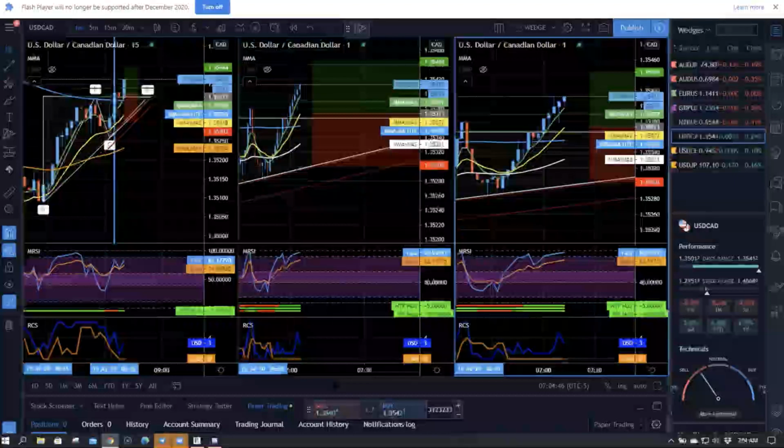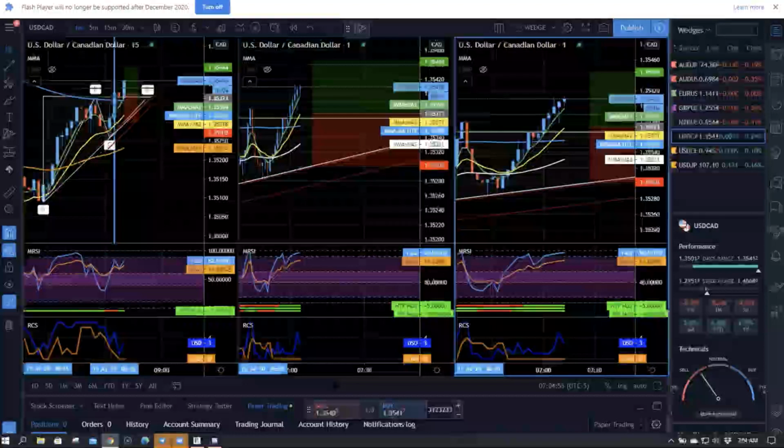Okay. I'm looking at the US Swiss, and actually it looks like it's just breaking to the downside. It hasn't quite, well, let me share my screen.